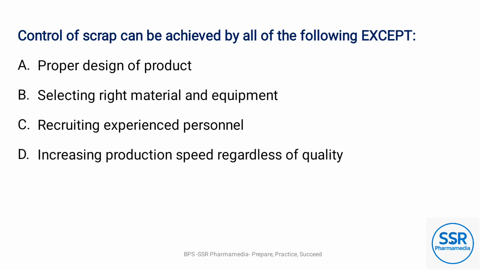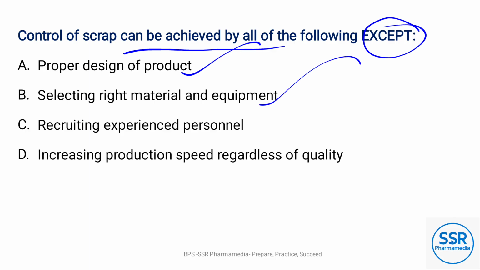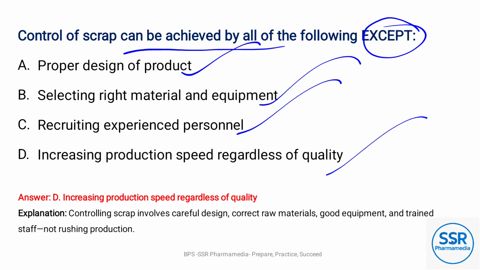Control of scrap can be achieved by all of the following except option A. Proper design of product. Option B. Selecting right material and right equipment. Option C. Recruiting experienced personnel. Option D. Increasing production speed regardless of quality. So the answer is option D. Increasing production speed regardless of quality.